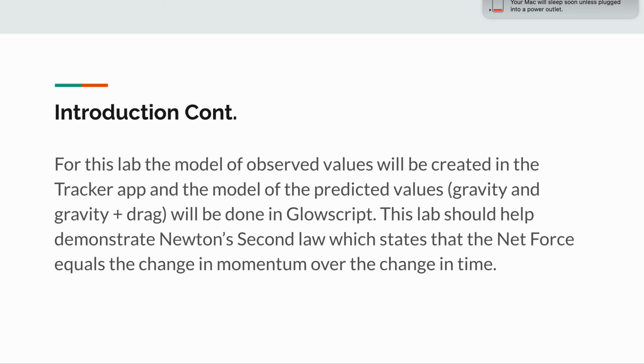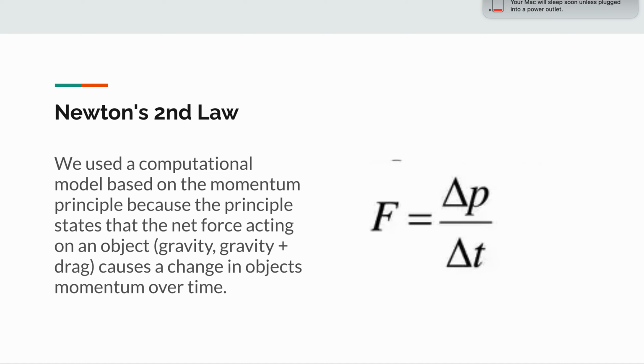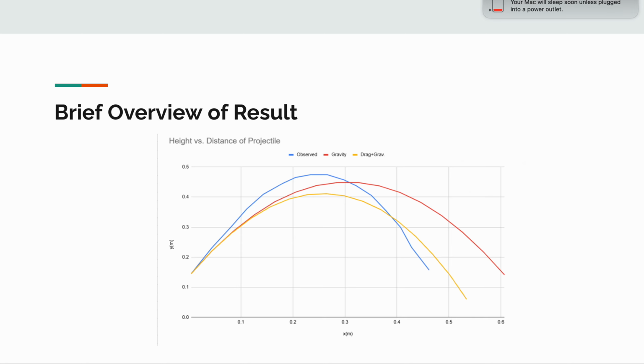This lab should help demonstrate Newton's second law, which states that the net force equals the change in momentum over the change in time. We used a computational model based on the momentum principle because the principle states that the net force acting on an object, or in our case gravity or gravity plus drag, causes a change in an object's momentum over time, as shown by the equation on the right. Here's a brief overview of what my result from the lab will look like.